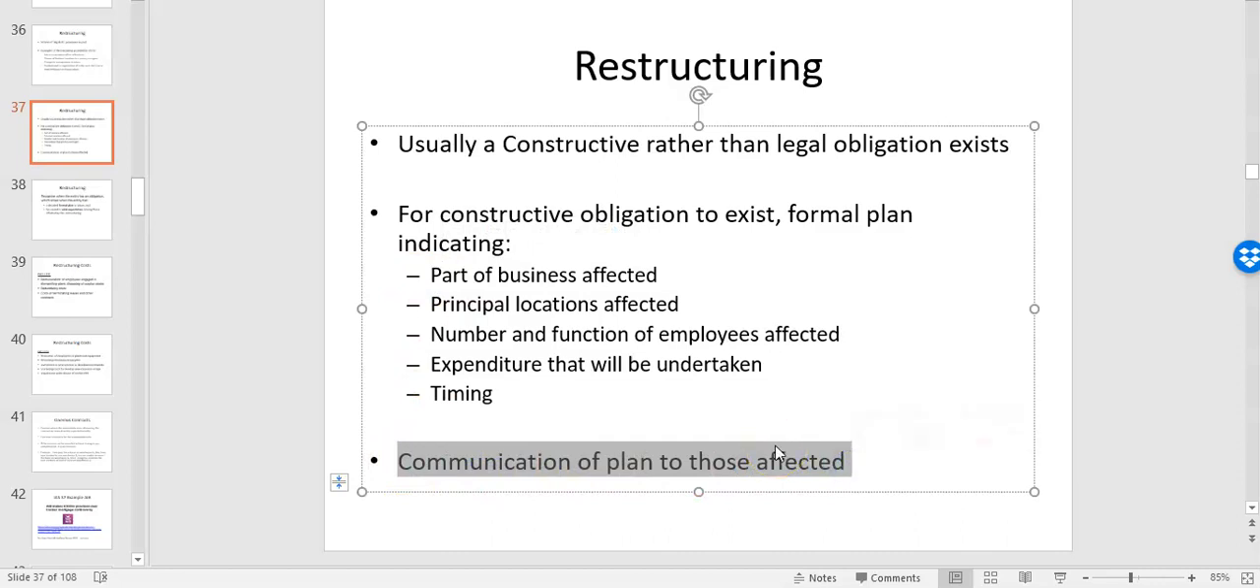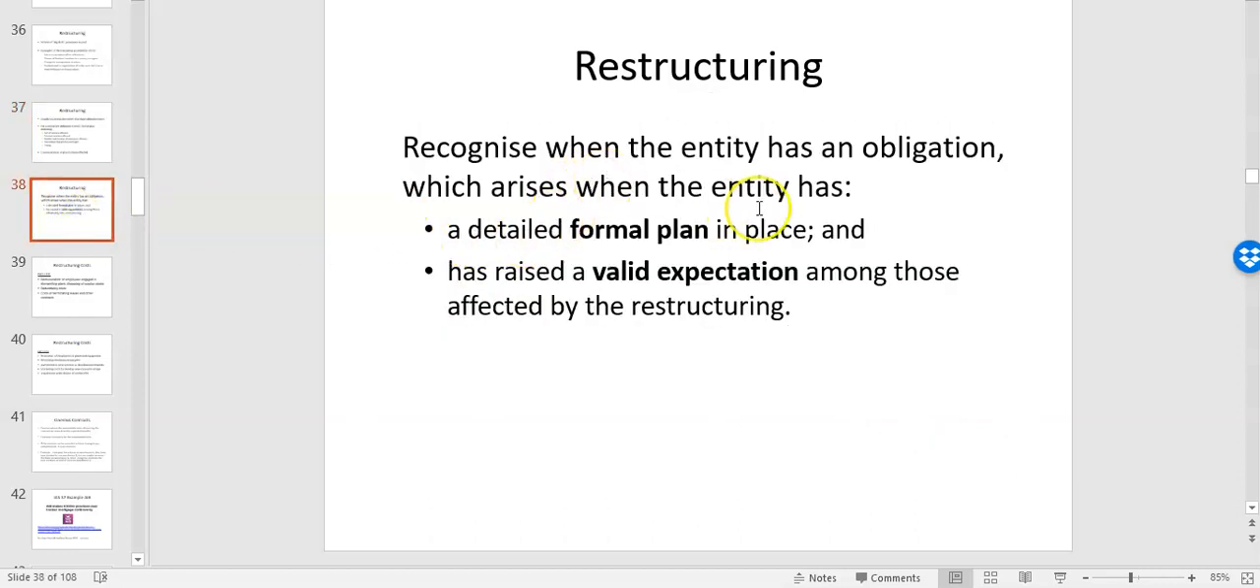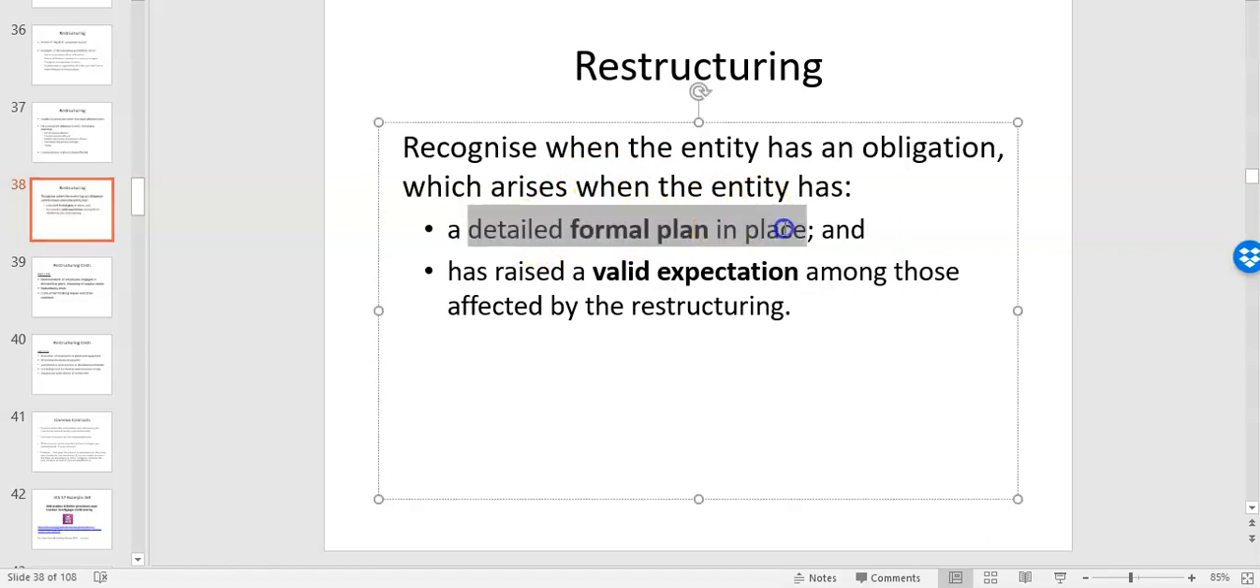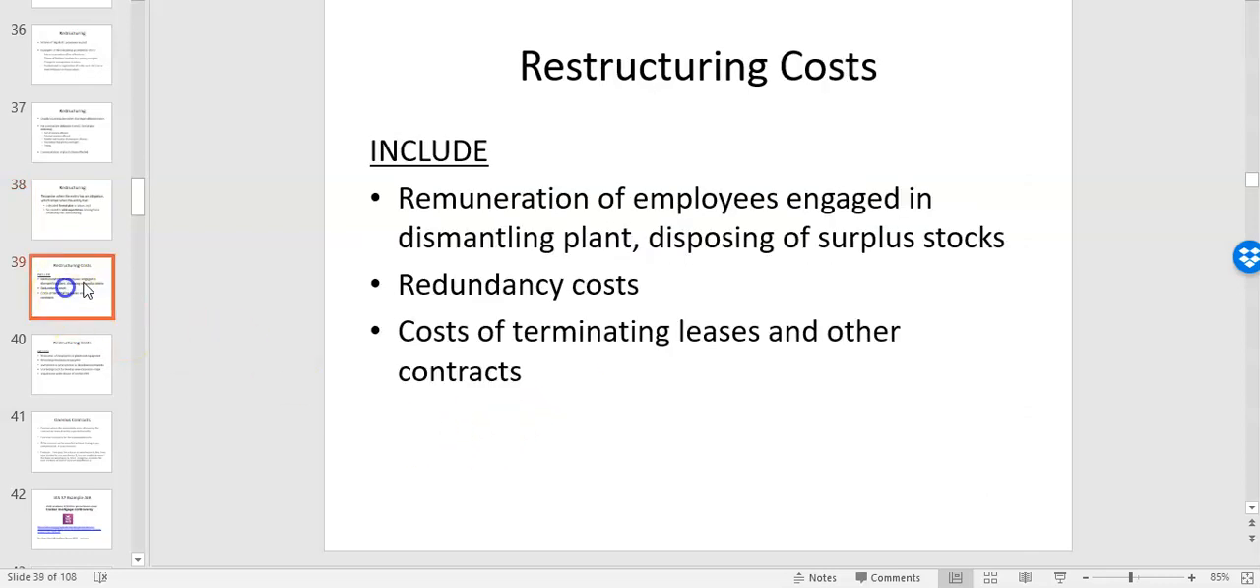So if you have a plan in place and you communicate it before the year end, you can recognize an obligation. If there's no detailed plan, or you haven't raised a valid expectation, meaning you haven't announced a restructuring plan to staff who are impacted by it, then it's not allowed to be recognized at the year end. So there are certain criteria to make sure it's a valid plan and to make sure there is a formal plan, not just a subjective figure that you're trying to put in to manage your earnings, that there's clear evidence that it is a legitimate plan and that people are made aware of this plan. That's required to debit expenses and credit provision. What can be included?